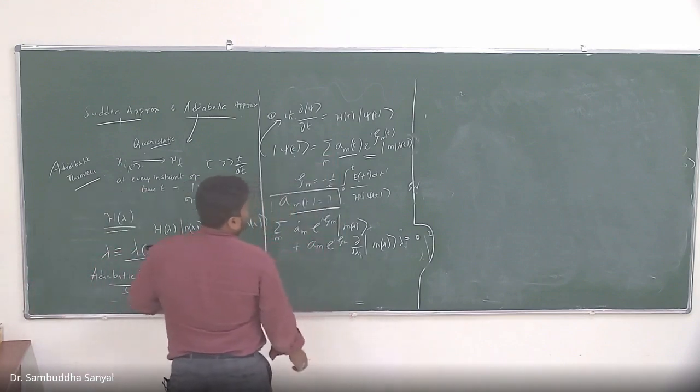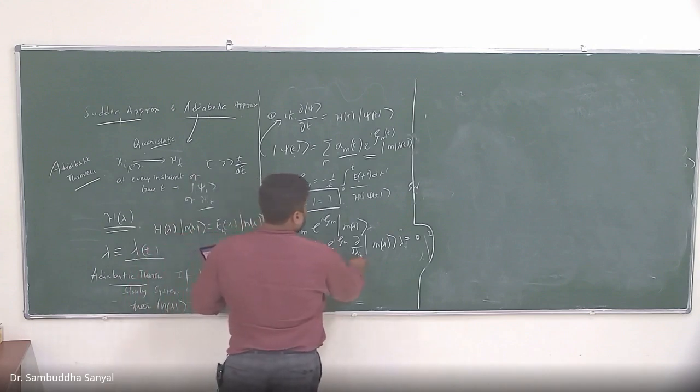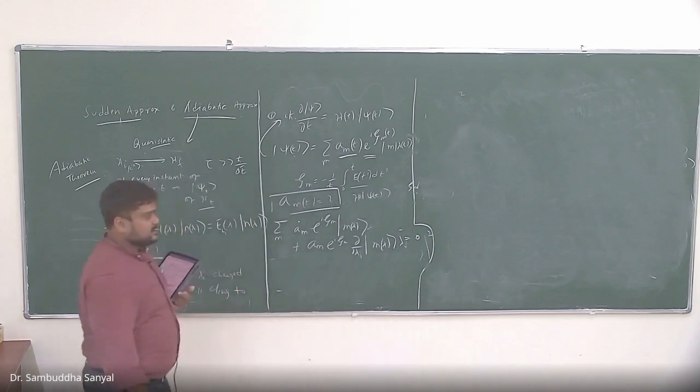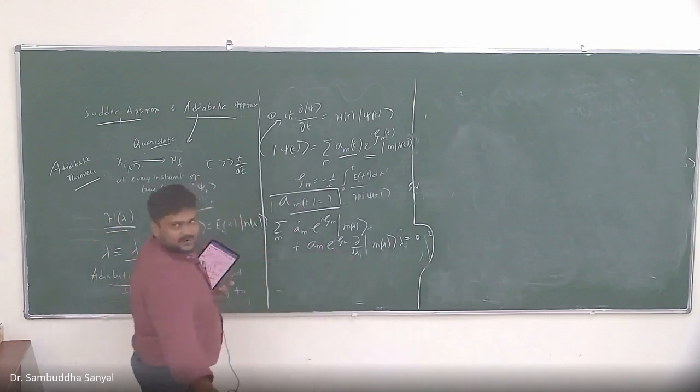Why do you get that? Because you will notice that this lambda is a function of t. So because of the chain rule, you have to do this del/del lambda.